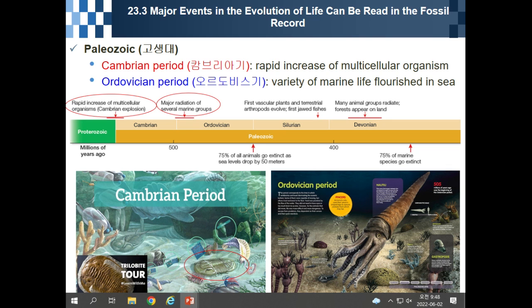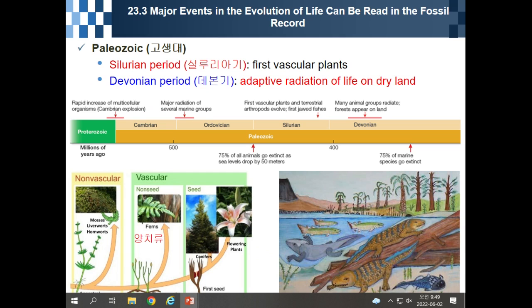Okay. So next one we call it as Ordovician. In Korean, we call it as Orodobisugi. So at that time, in the marine, under the sea, there are lots of organisms. It happens like this. There are lots of marine life flourished in the sea. Okay, next is the Silurian. Silurian, in Korean, we call it as Siluriagi.